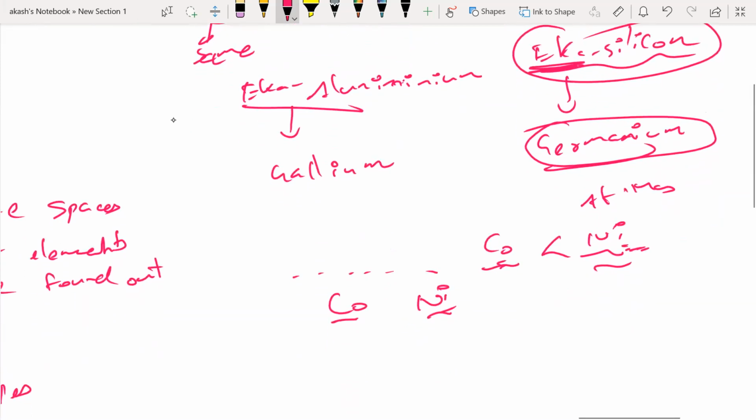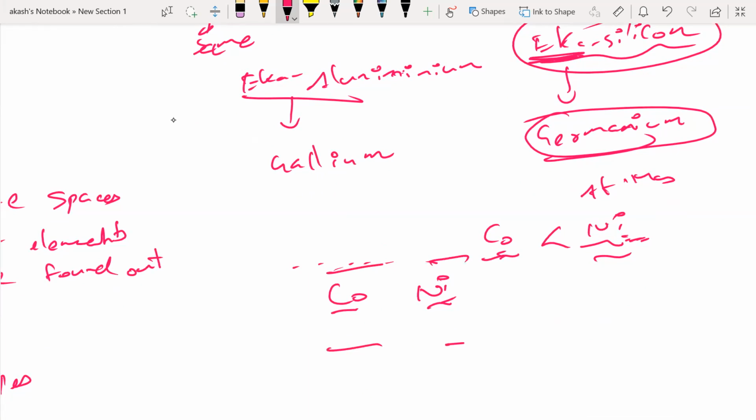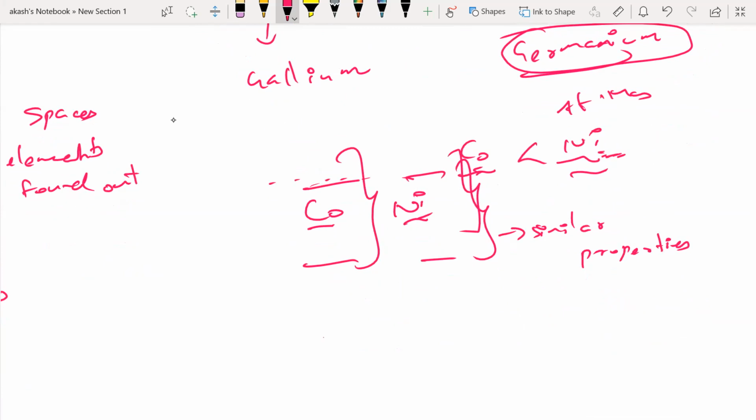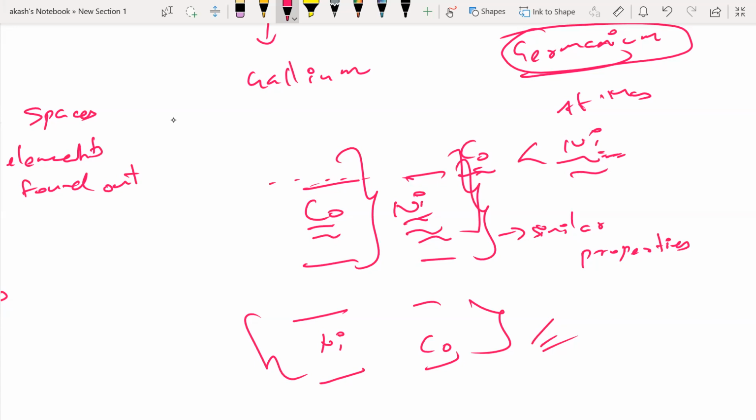But what happened is there were elements above and below these. The elements in the same vertical column should have similar properties. That's what he said, isn't it? Whichever elements come in the same vertical column should have similar properties, because that is how we arrange it. But these particular groups were not having similar properties. But when he kept nickel first and then cobalt, the elements above and below had similar properties. Again, I repeat: cobalt should come first, then only nickel should come according to atomic mass.